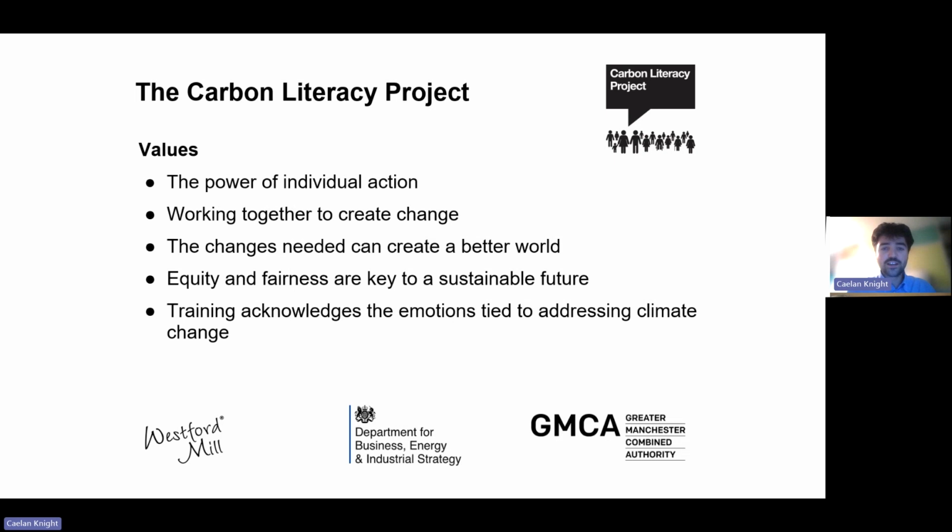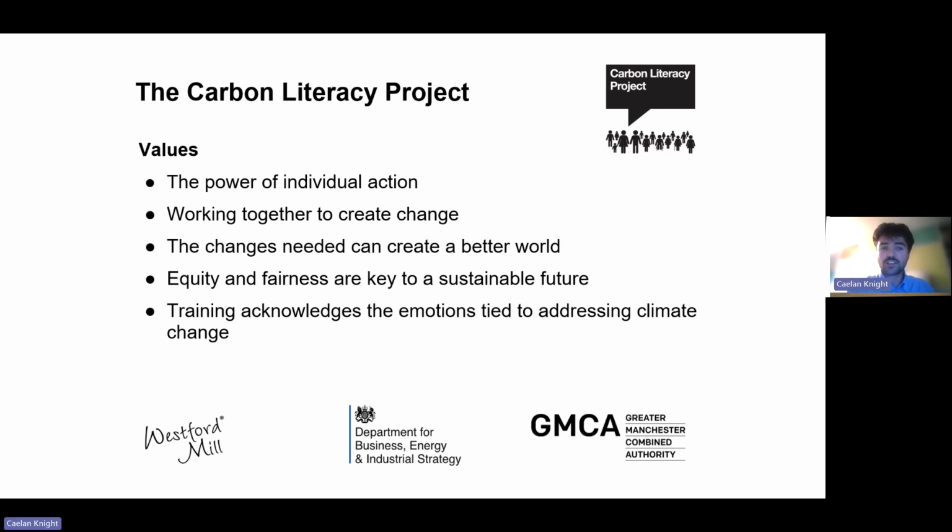Carbon literacy training is also underpinned by a set of values. So all courses need to adhere to these values. So that is the power of the individual. Obviously, we all have differentiated power to enact change, but we do all have some sort of power to enact change to reduce emissions.